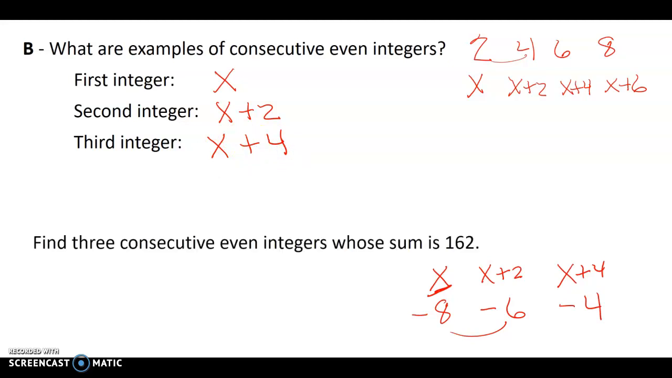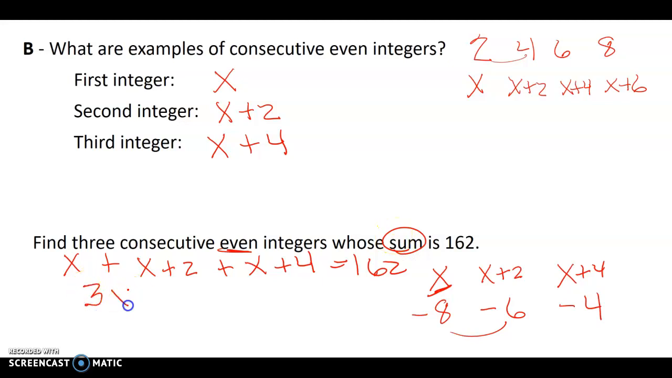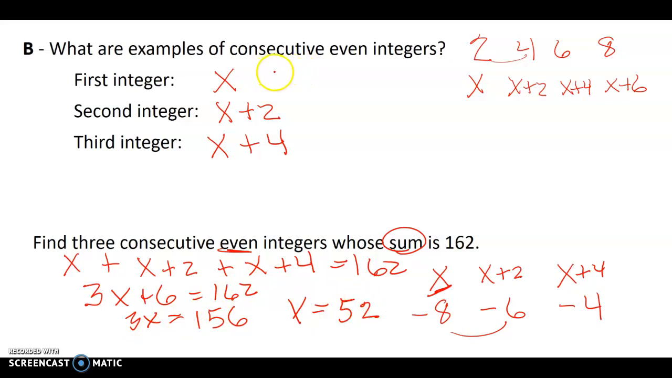So let's take a look at finding 3 consecutive even integers whose sum is 162. So we're going to construct our equation, x, that's the first one, because we're looking for 3 evens, x plus 2 and x plus 4, setting that equal to 162 because it asks for the sum. Doing like we did before, I have 3 x's plus 6 is equal to 162. 3x is equal to 156. And then x is equal to 52. So x is 52.